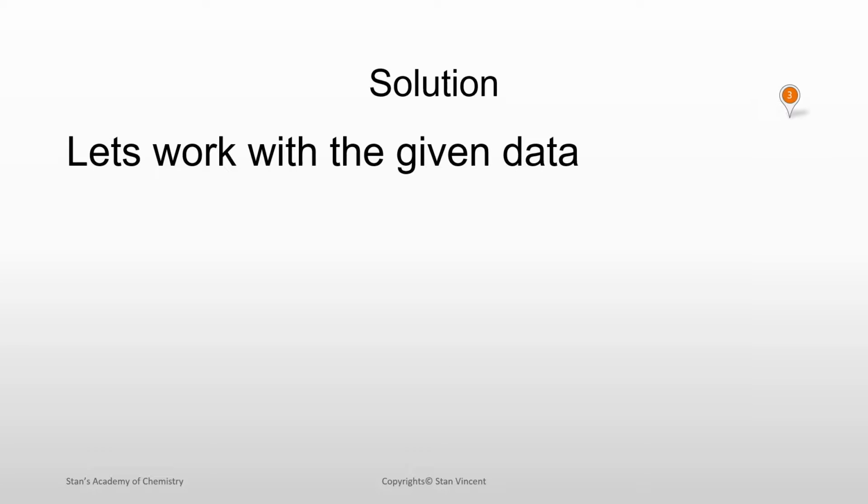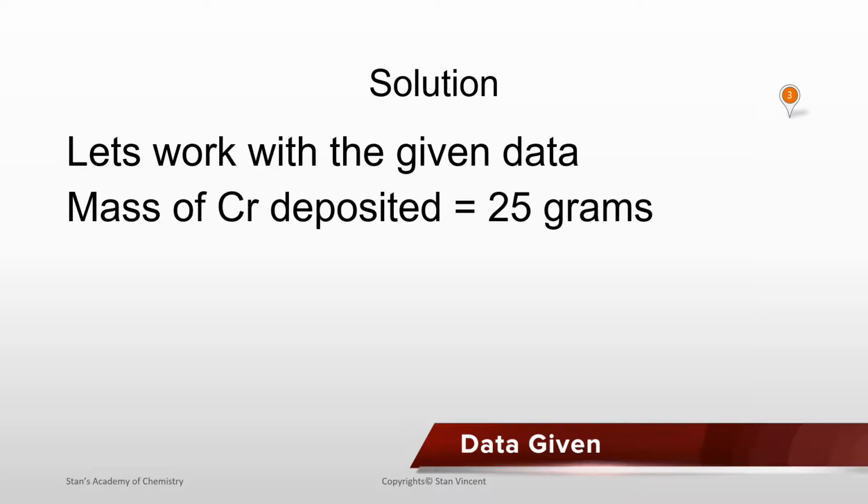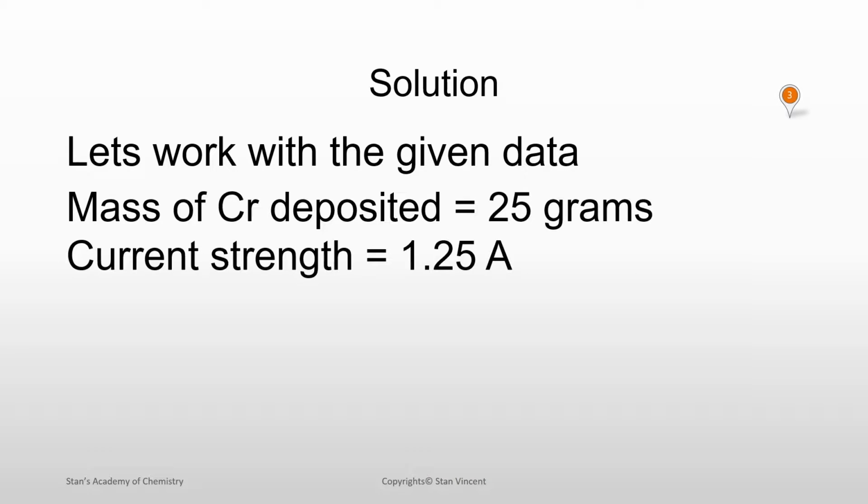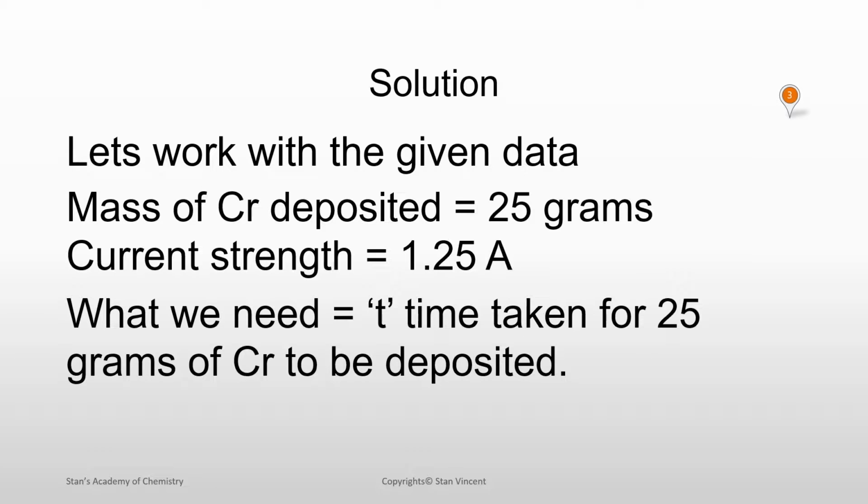Let's see what we have first. You're given the mass of chromium deposited, which is 25 grams. You're given the current strength, which is 1.25 amperes. And we are supposed to determine the time taken for depositing 25 grams of chromium, and the time should be expressed in hours.